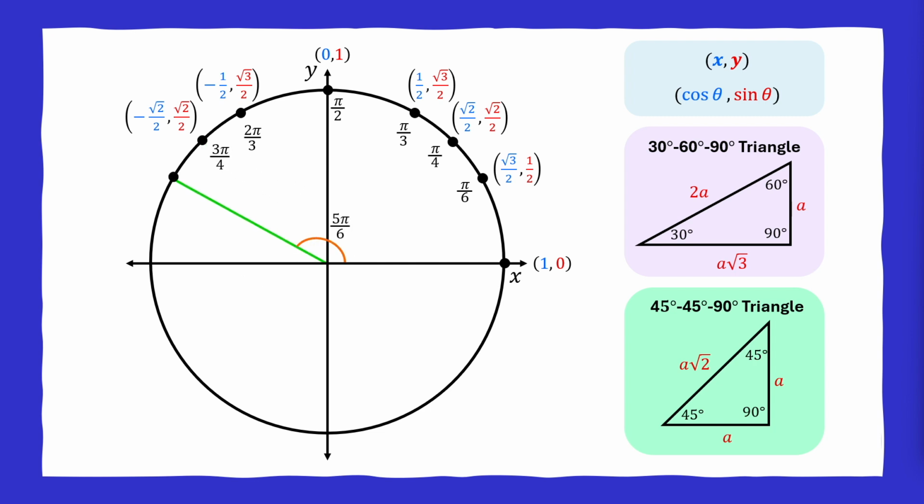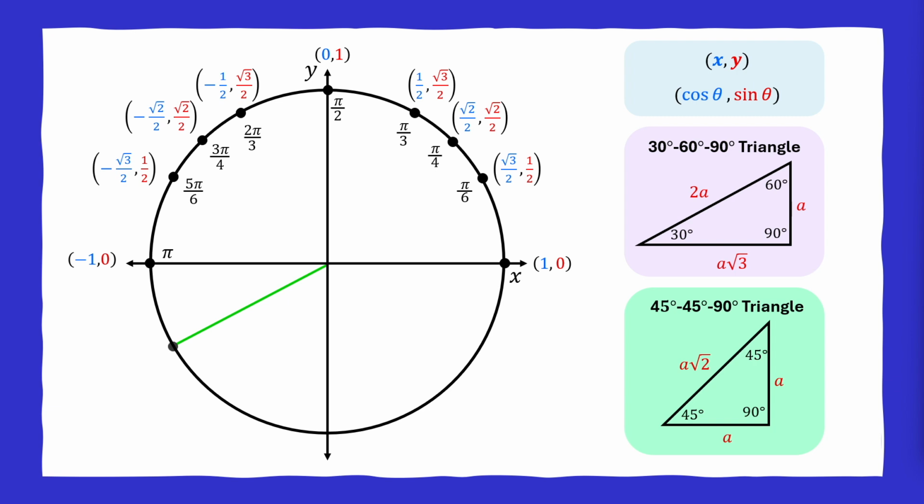At 5 pi over 6 radians, the reference angle is pi over 6. The triangle is positioned in the second quadrant, making the x-coordinate negative while the y-coordinate remains positive. This results in coordinates of negative square root of 3 over 2 and 1/2. At pi radians, the terminal side lies on the negative x-axis, meaning no reference triangle is formed. The point on the unit circle is directly at negative 1, 0. This gives a cosine value of negative 1 and a sine value of 0.